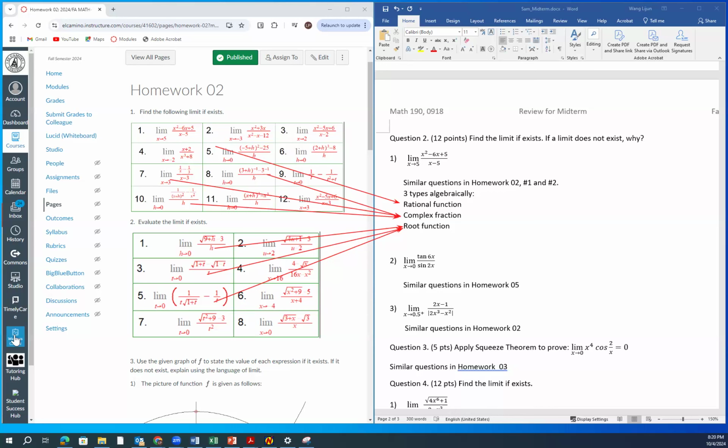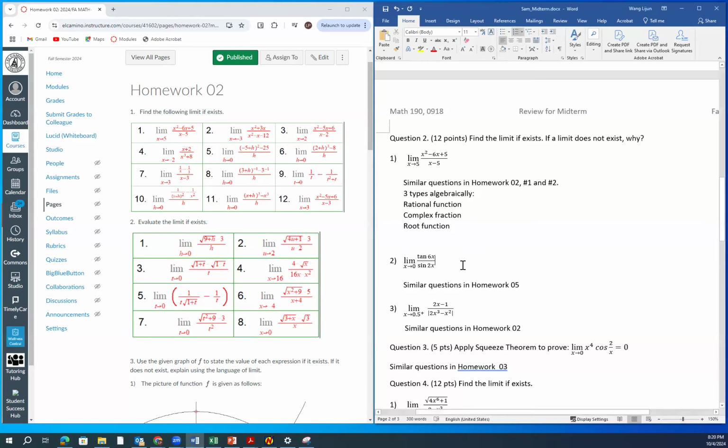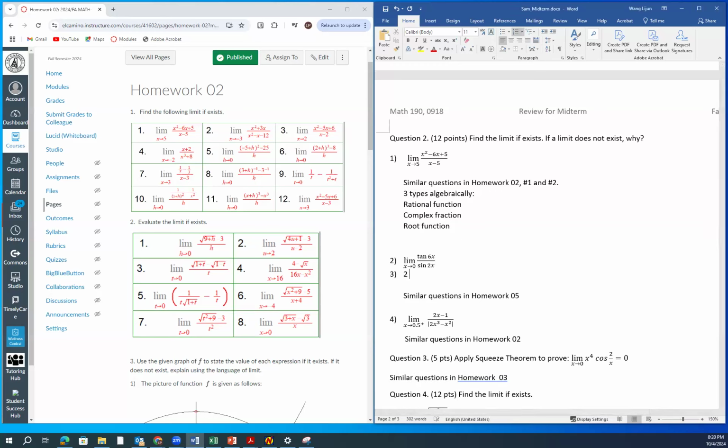Now, the second question I have. Let me clear all drawings. The next one you can see is trigonometry. This is related to the two special trig limits. These questions will be on your exam.